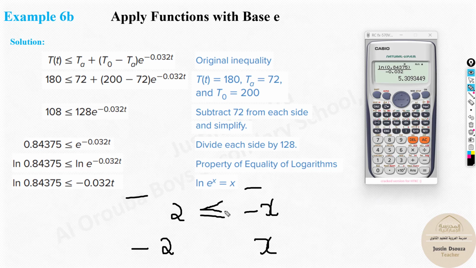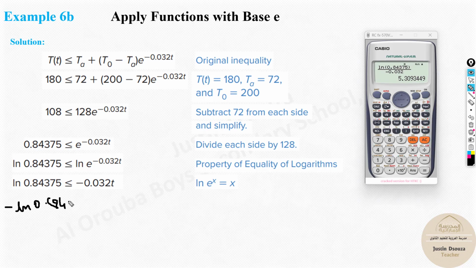But what happens to the inequality? This flips, it changes. So whenever you're dealing with the negative sign, when you move the negative sign from the unknown variable, that is t or x or a or b, the inequality changes. So here if you have to take this negative to the other side, you can do it. ln 0.84375, okay, less than or equal to changes. It's not less than, it is greater than or equal to 0.032t. See, this becomes positive, but the sign changes.